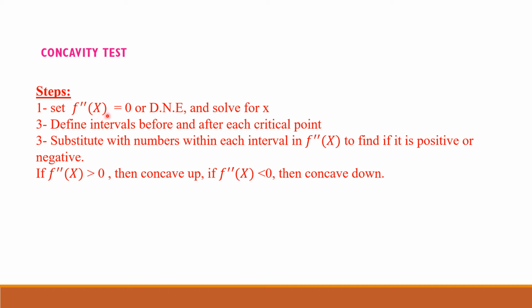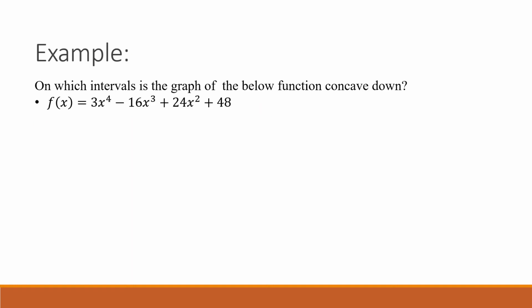I will set the second derivative to 0 or does not exist, and I will solve for x. I will define the intervals before and after each of the critical points of the second derivative test. I will substitute with a number, and then I will check if it is positive or negative. If it is positive, concave up. If the second derivative is negative, concave down. Let's go to an example and make sure we do understand what's going on.